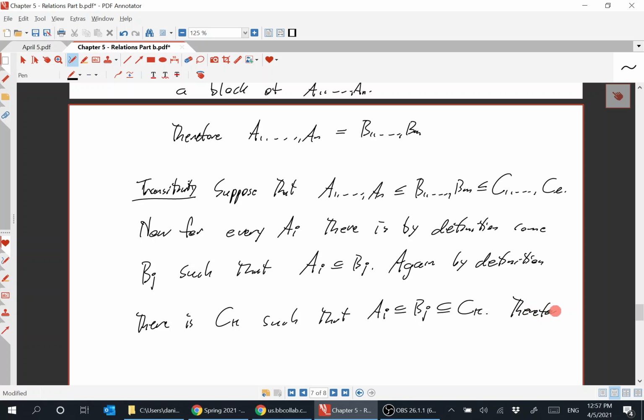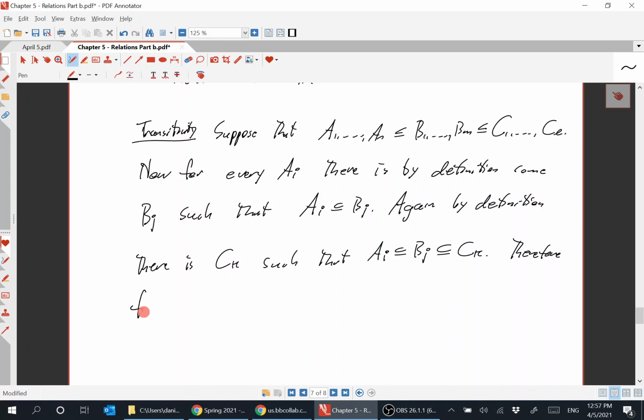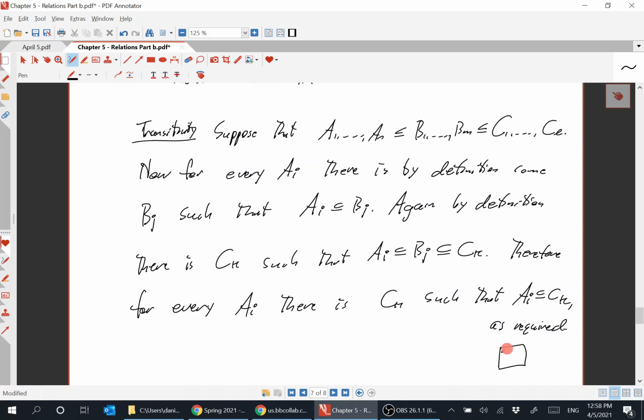Therefore, for every A_i, there is C_K such that A_i is a subset of C_K, as required. So that's the end of that proof.